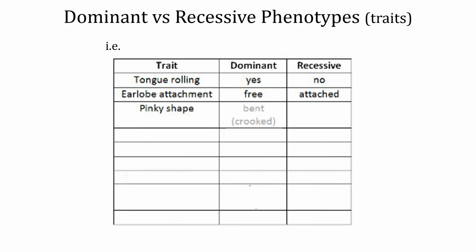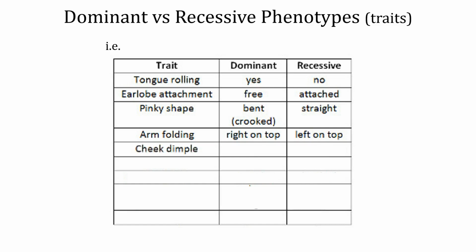Another one is pinky shape. If you extend your pinky out and it's bent, or it bends off to the side, that's the dominant. Whereas if it's totally straight, that would be recessive. Arm folding. If you go ahead and cross your arms right now, do it in just the way that's most natural. If the right is on top, then that's dominant. If the left is on top, that is recessive.